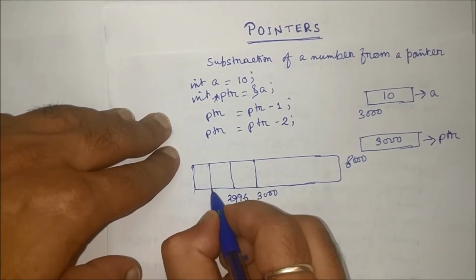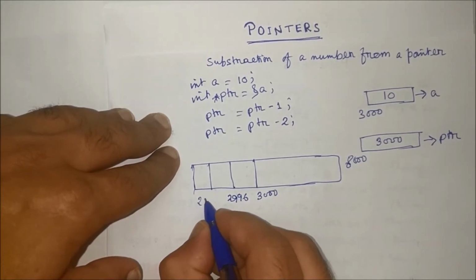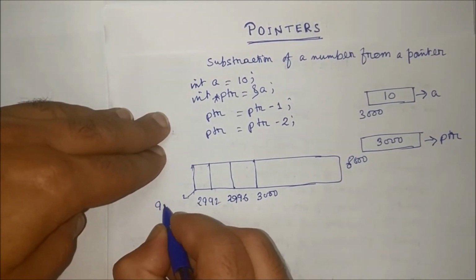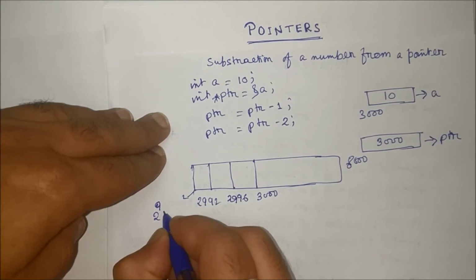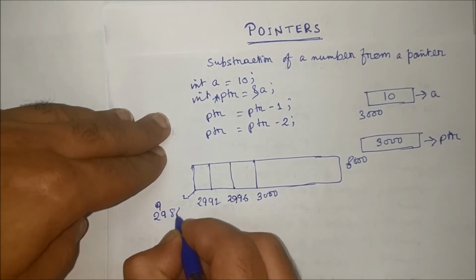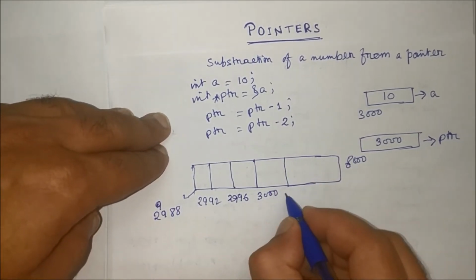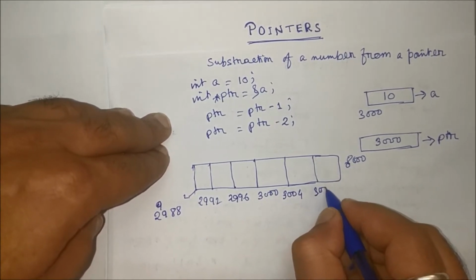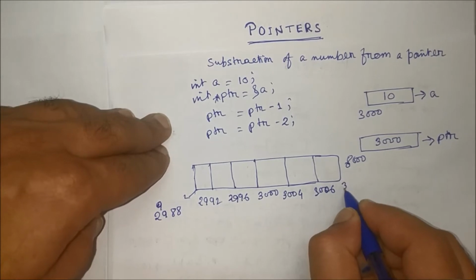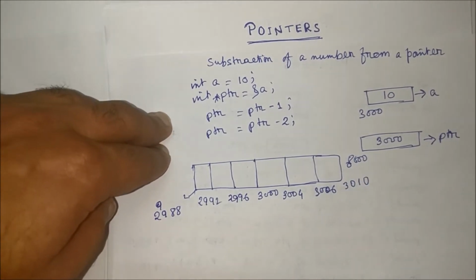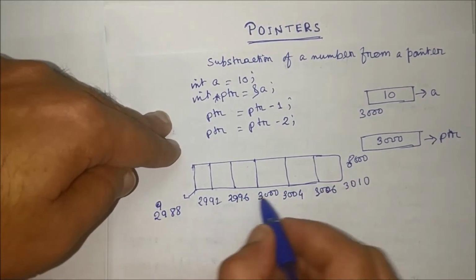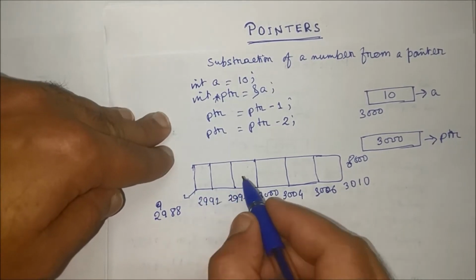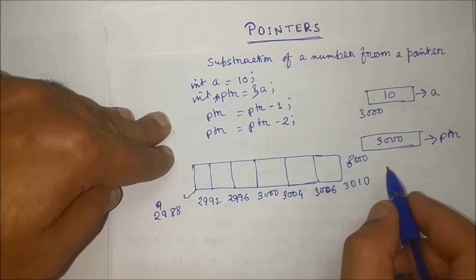2996. Here it will be 2992, and this location will be 2988, and this location will be 3004, this will be 3006, this will be 3010, right? This is the memory map where we are assuming that the compiler is storing the integer variables in consecutive memory spaces.